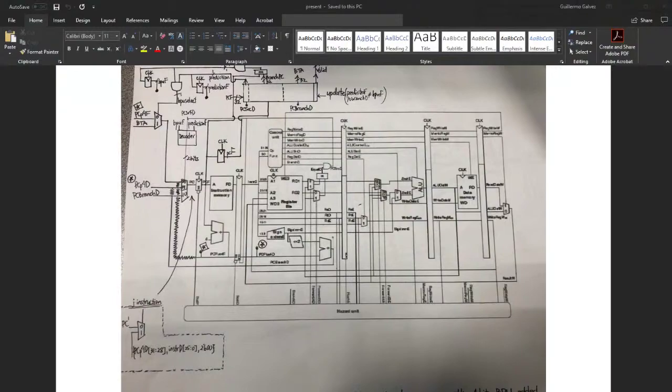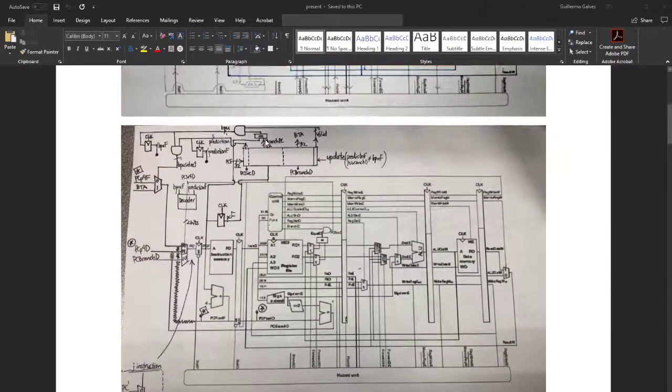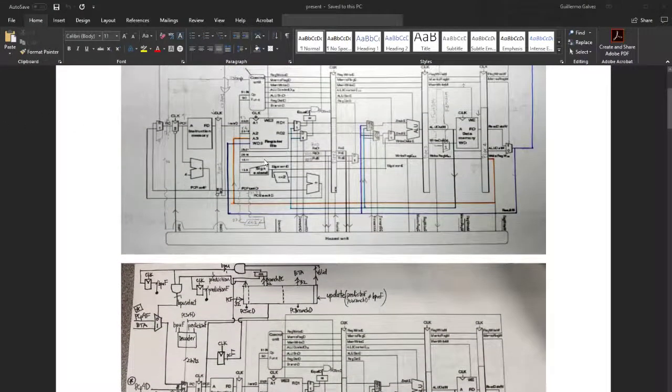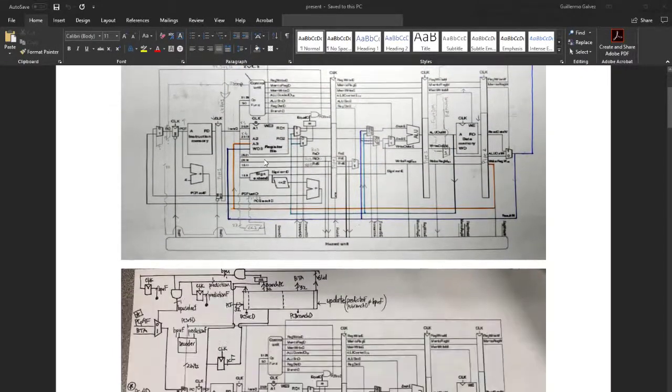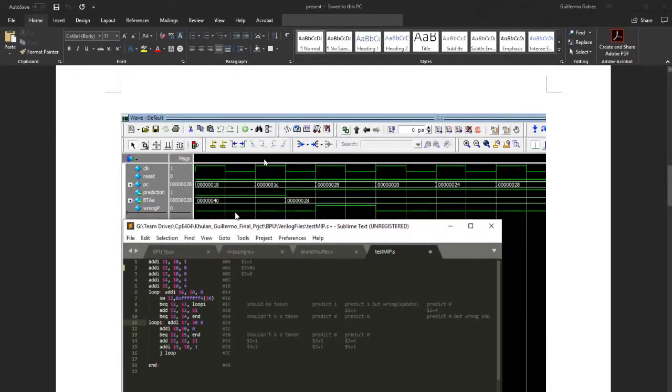Currently we have test benched the branch prediction unit and the floating point unit, and I'll just switch over the screen. So we have right here the schematics for the branch prediction unit and also the floating point unit. If you want to take an in-depth look, you can pause the video and have a look at it.